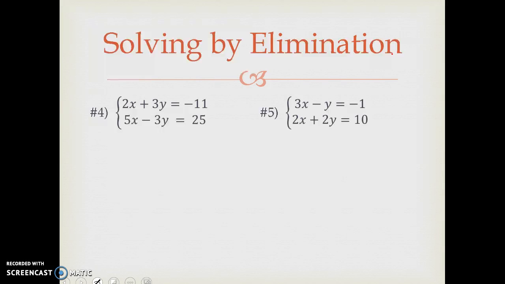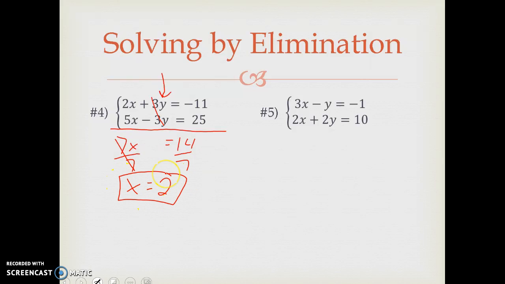The first one is pretty easy. I can just add these together right away and my y's are going to be eliminated. And so 2x plus 5x is 7x. 3y and a negative 3y is nothing. A negative 11 and a positive 25, well, that is 14. If I divide by 7, then I get x is equal to 2.